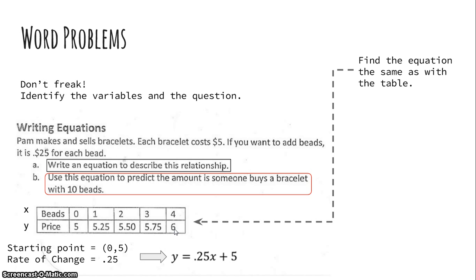You'll notice I'm using decimals. Why am I using decimals? Because we're dealing with money, and it makes sense to use decimals with money. Usually I know I like fractions, but this time I think it makes more sense to use decimals. I've got part A complete. I found my equation. Now it's time to figure out how much if I have 10 beads. So I'm going to plug 10 in for x. Plug it into my calculator or use my head. I'll get y equals 7.50. Or in other words, $7.50 to purchase a bracelet with 10 beads on it.